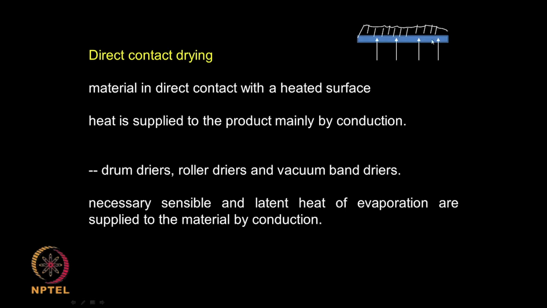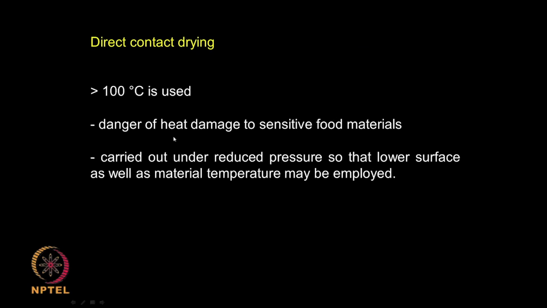Now direct contact drying: you may have the material which is hot. The solid which needs to be dried is dumped on this, and it is more of a conduction based heating. So, it gets dried because of this conduction. Like drum dryers, roller dryers, vacuum band dryers, you may even have belt dryers. The belt itself may be very hot, or the drum itself may be very hot, and when the wet solids come in contact with it, the moisture is removed. So, that is based on the conduction approach. Around 100 degrees is used.